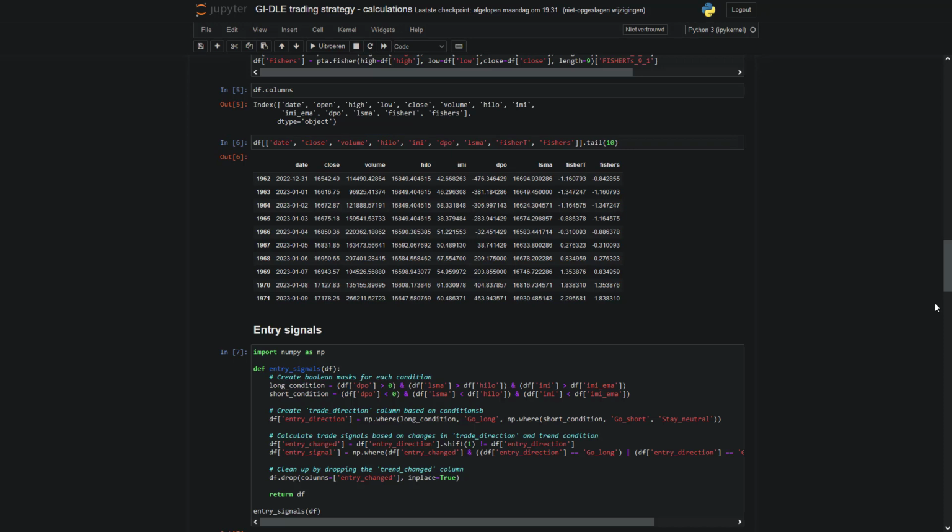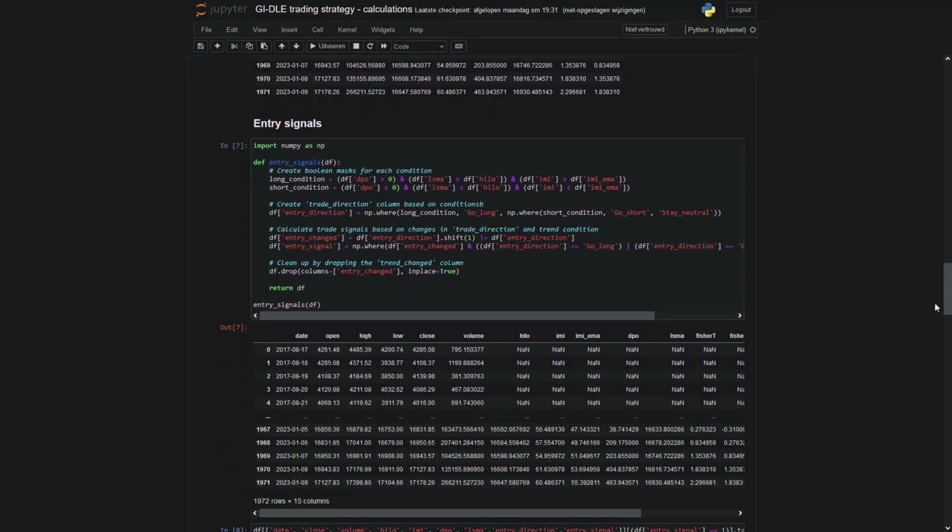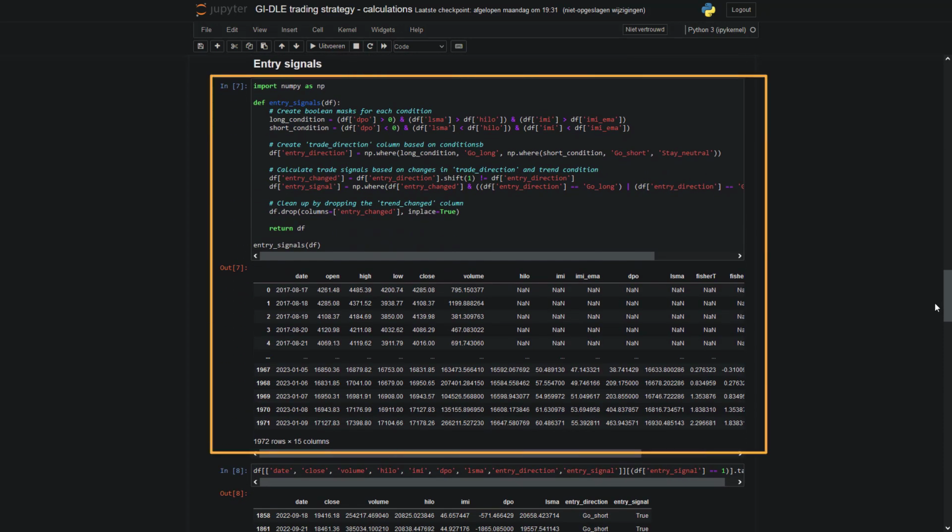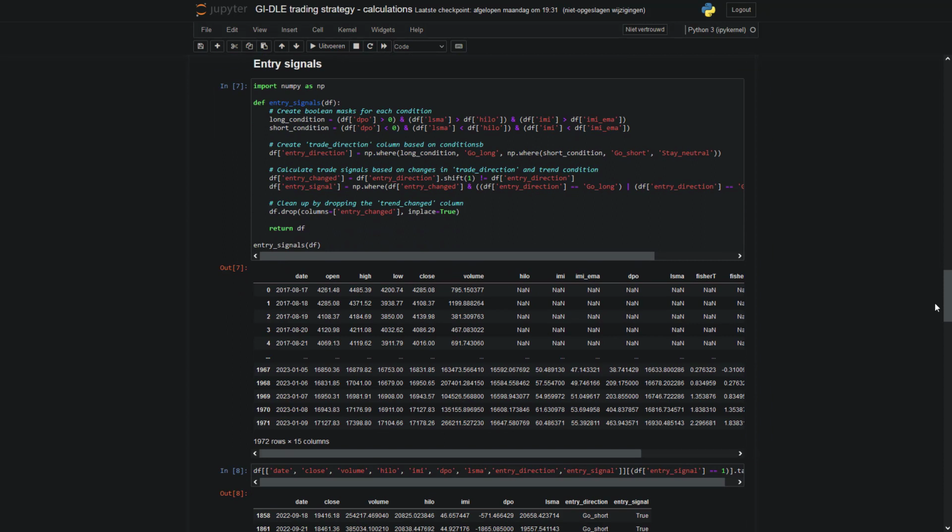And after I've done this, I will start making the entry signals. Under normal circumstances, I will let the strategy file of the backtesting engine handle the entry and exit signals for both long and short trades, but since I want to see them in the data frame as well, I will need to make a function that helps me show the entry and exit signals in the data frame too.